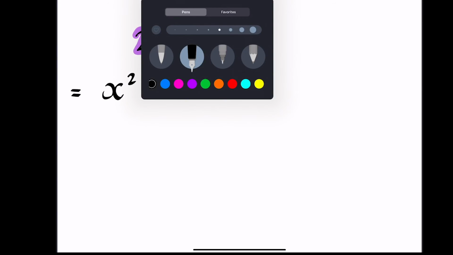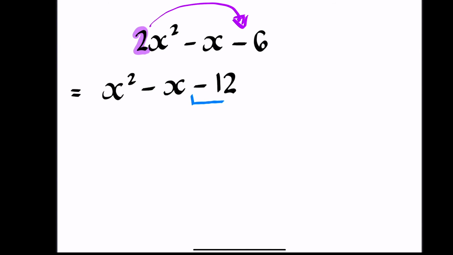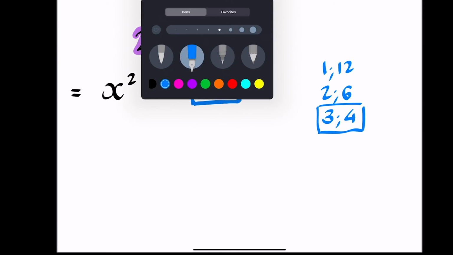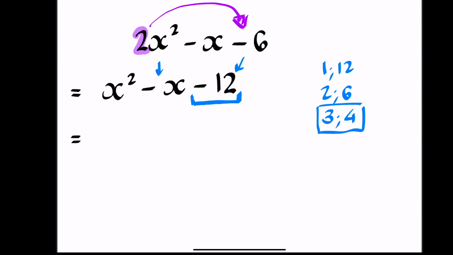Now I'm going to factorize this like a normal trinomial. So I look at my third term and my third term is negative. So that tells me two things. It tells me that the signs are going to be different and that I'm subtracting the factors of 12 to give me my middle term, which is a 1. What are the factors of 12? 1 and 12, 2 and 6, 3 and 4. Now, which of those factors when subtracted give me 1? That's 3 and 4.